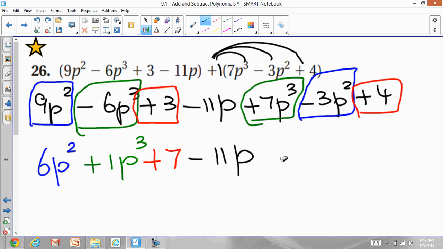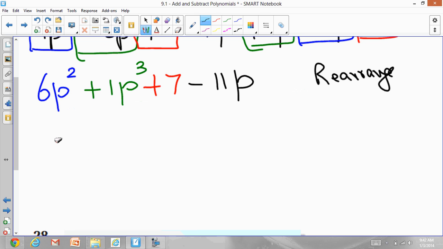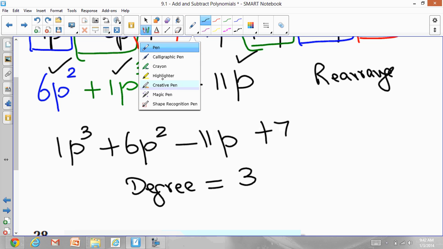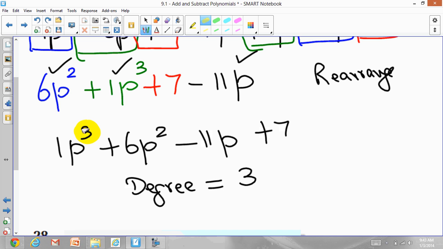Once you have simplified the expression, now you need to rearrange it. So let's rearrange to get 1 p to the power of 3, that is the highest exponent, plus 6p to the power of 2, which is the second one, minus 11p, which is the third one, and positive 7, which doesn't have any variables or exponents. Once you rearrange it, now you're going to look for the degree. The degree in this case is 3. That is the highest exponent. And if they are asking you for the leading coefficient, the leading coefficient becomes 1, because that is the number that is tagging along with the highest exponent.